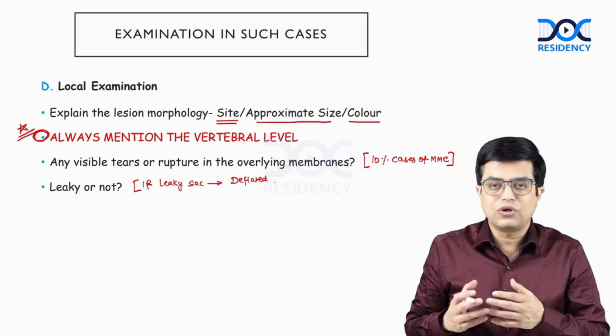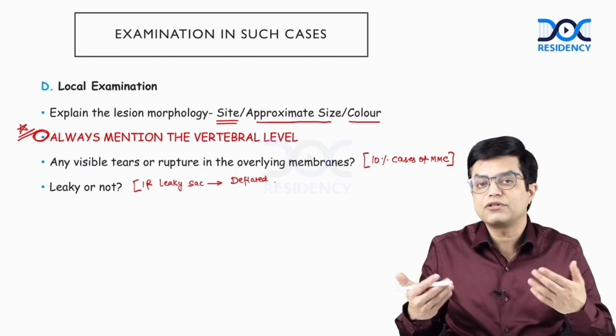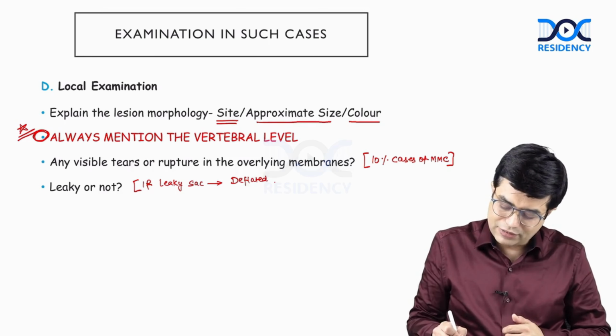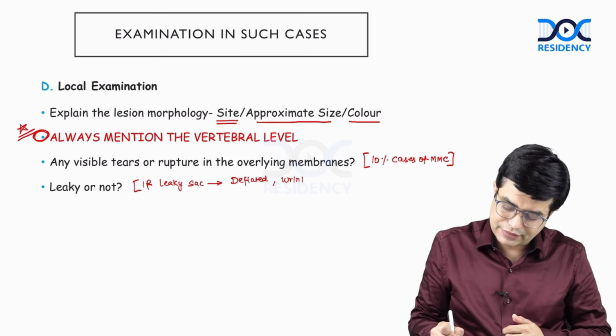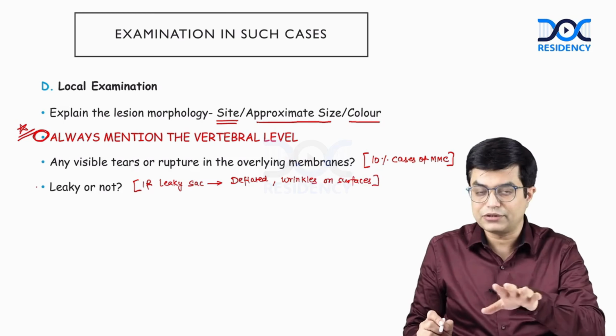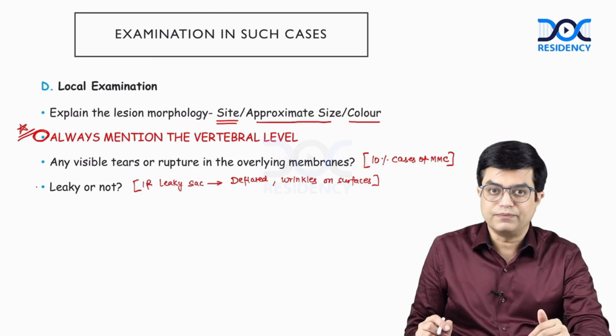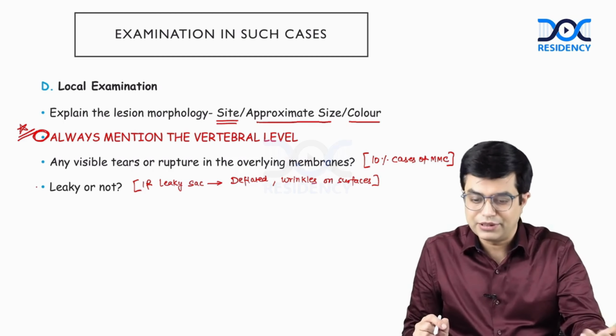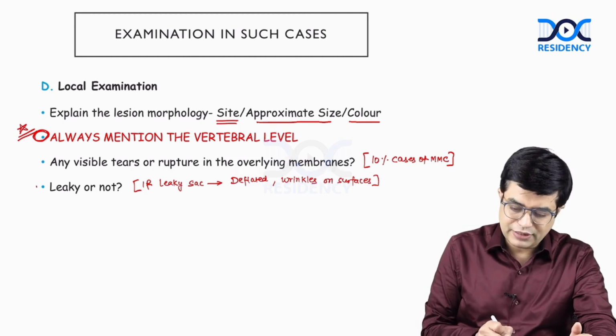So if it is already deflated, you will say the transillumination test was not done because it was deflated, and this will have wrinkles on the surface. This is not a good thing to happen. The patient will have a high risk of complications and also a high risk of sepsis. So meningitis can happen in the patient. So you will mention whether it is leaky or not.